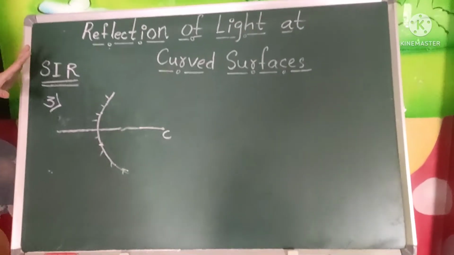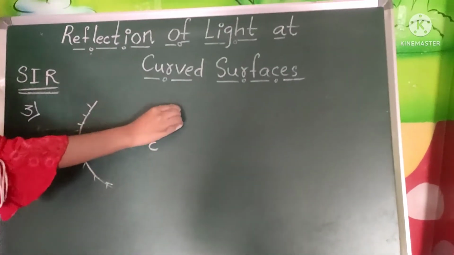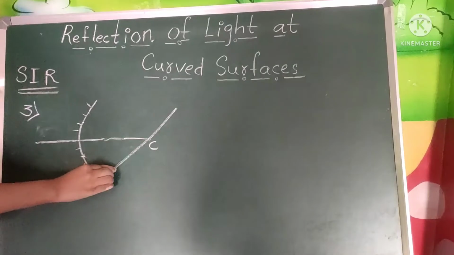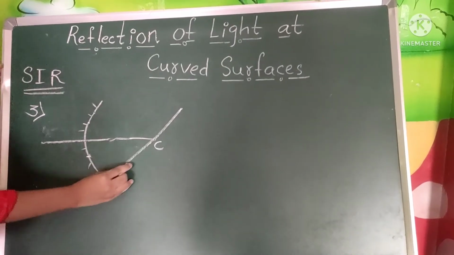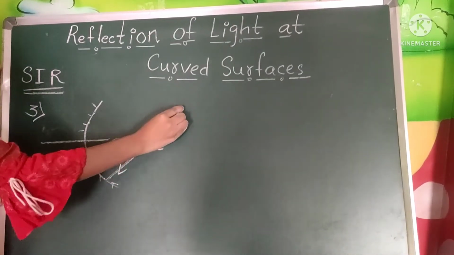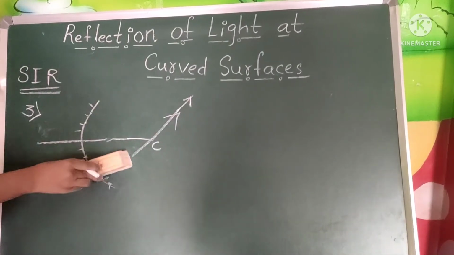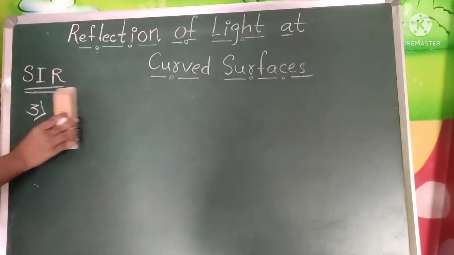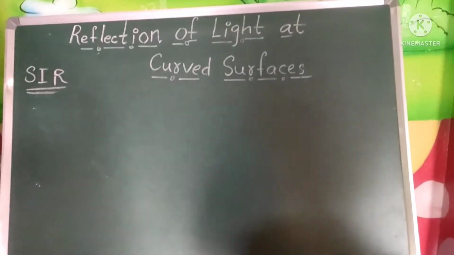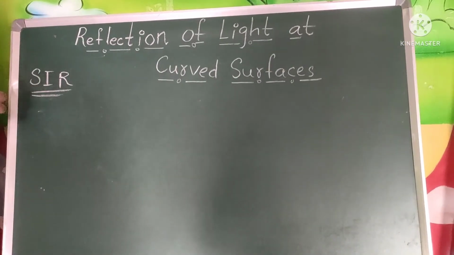Okay, so now third one. Now let us see what's happening here. Here the incident ray is passing through the center of curvature. Now what happens? It will just go back, right? No reflection, it will just go backward. Okay, so now we are ready to make the ray diagrams.